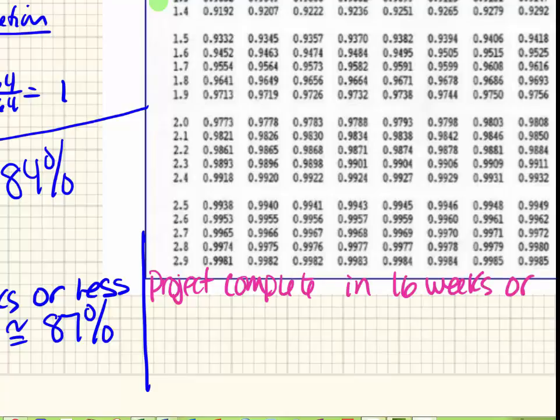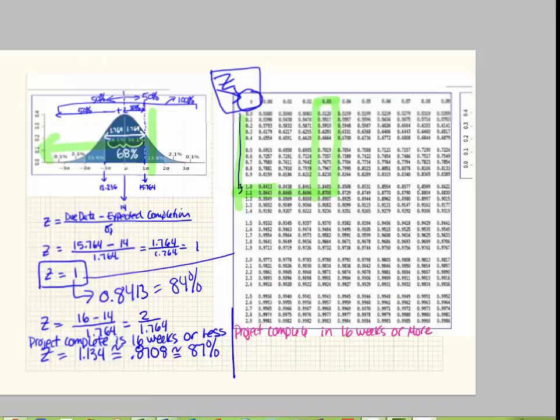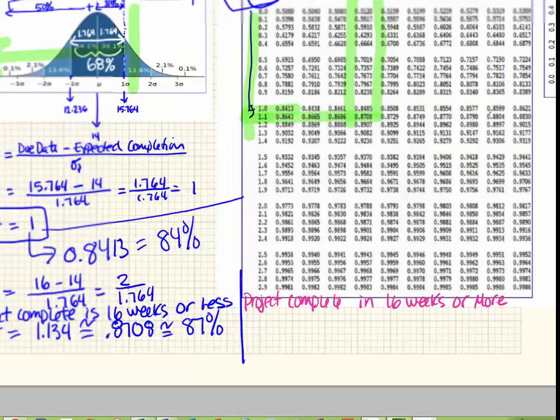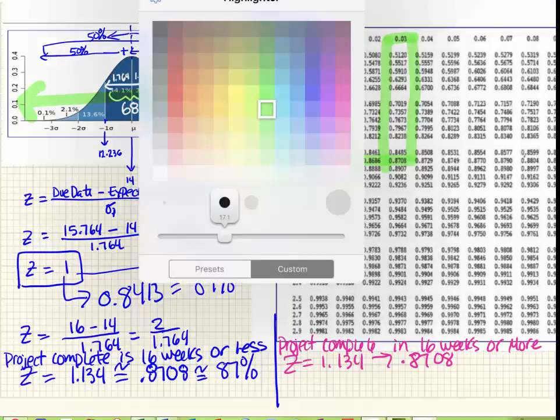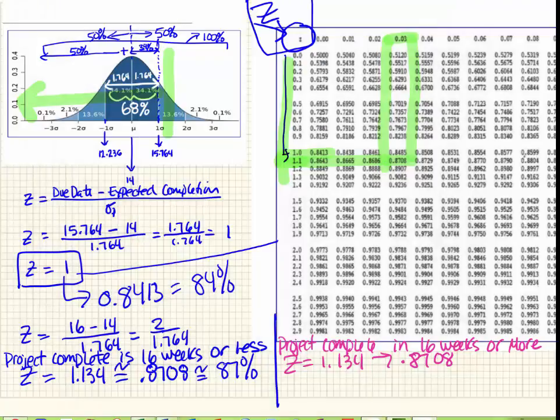So now we still calculate everything the same, right? We still have our z value. We've got our z equal to 1.134. We look it up, we still get 0.8708. But now, because I have asked you not the chances of the project being complete in 16 weeks or less, the green part here, I'm now asking you for the chances of it being done in 16 weeks or more. So now I want to know this part over here, this pink part.